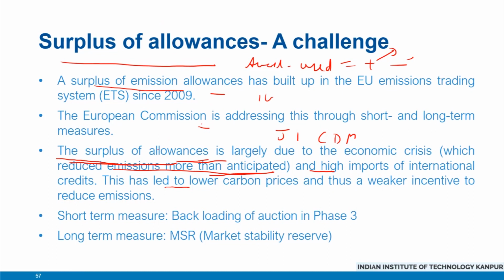In particular, in the short term, the surplus risks undermining the orderly functioning of the carbon market, which is one major challenge. In the long term, it could also affect the ability of ETS to meet more demanding emission reduction targets in a cost-effective manner. So overall, it remains a big challenge for any kind of emission trading system.